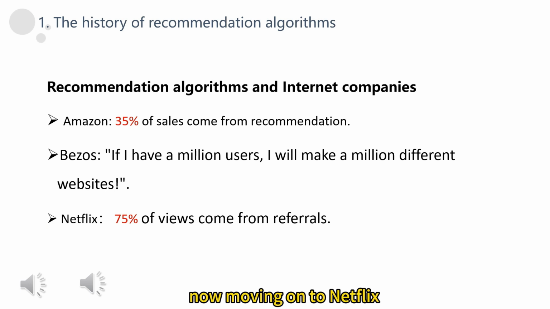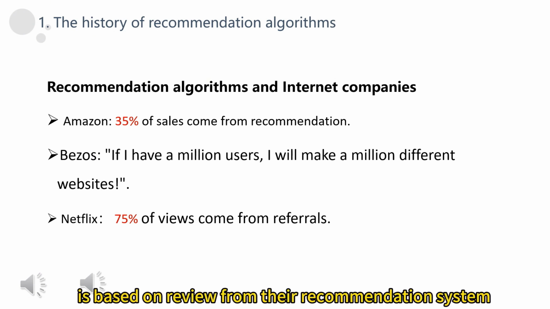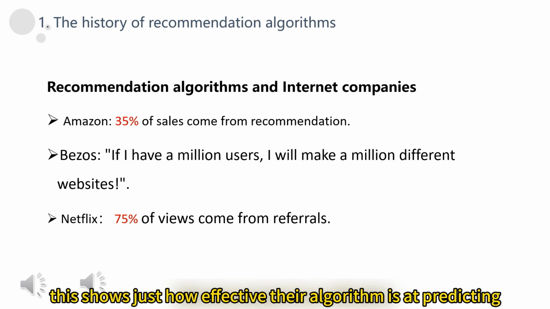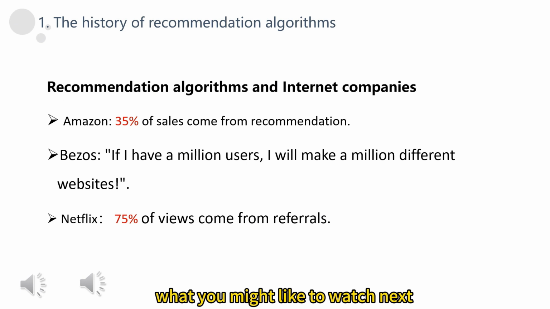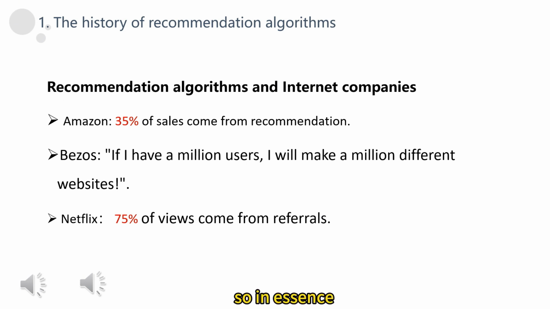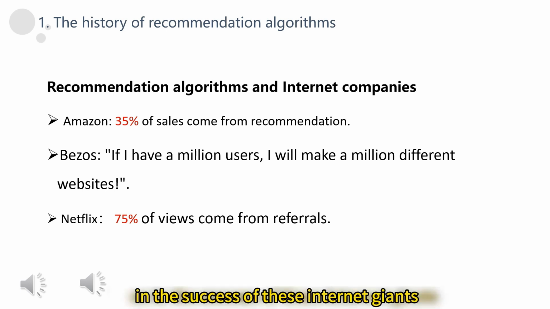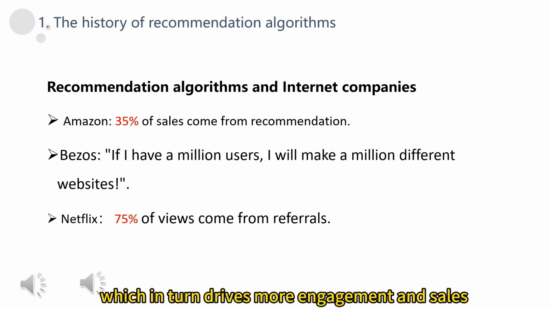Now, moving on to Netflix. Did you know that 75% of what people watch on Netflix is based on recommendations from their recommendation system? This shows just how effective their algorithm is at predicting and suggesting what you might like to watch next. So, in essence, recommendation algorithms play a vital role in the success of these internet giants. They help personalize the user's experience, which in turn drives more engagement and sales.